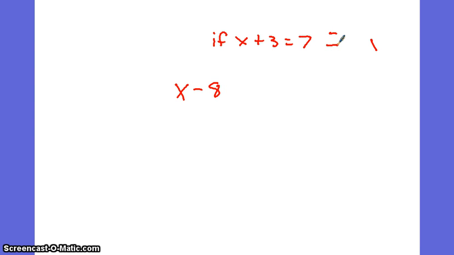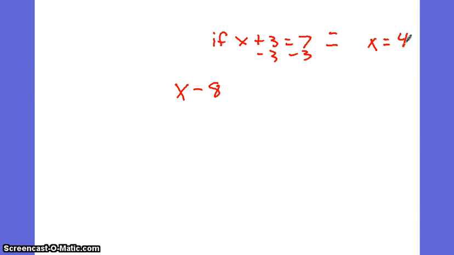two-step problems is our next section of lesson 41. And to do two-step problems, we get a problem that says this. If x plus 3 equals 7, what is the value of x minus 8? Okay, so we want to know what x minus 8 is, but to do that, we have to first find out what x is from x plus 3 equals 7. Subtract 3 on both sides, we find out that x equals 4.